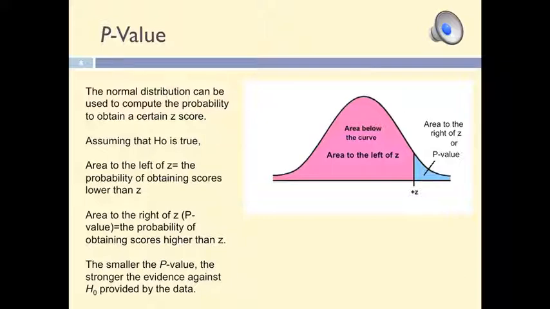When the p-value is very small, we say that we have strong evidence that the null hypothesis is not true. This is because if the mean is the one specified in the null hypothesis, the probability of obtaining a score that is so extreme is very small.